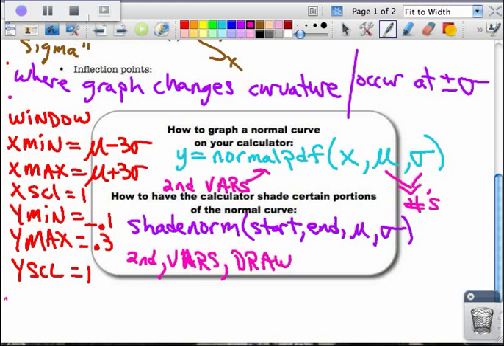Yes. What is the second bars and draws? I'm not going to tell you until I do a problem.